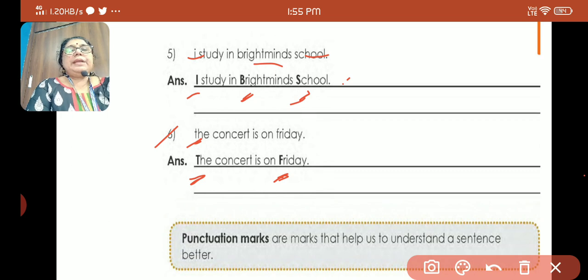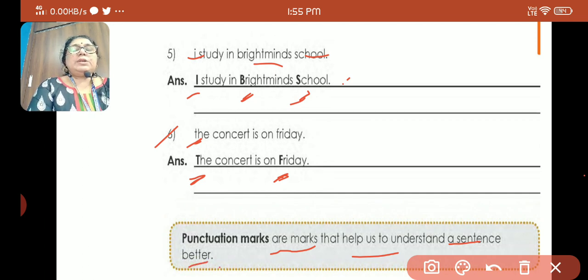Now let's just read this. Punctuation marks are marks that help us to understand a sentence better. What do punctuation marks do? They help us to understand the sentence better. Why do we use punctuation marks? To understand the sentence better.